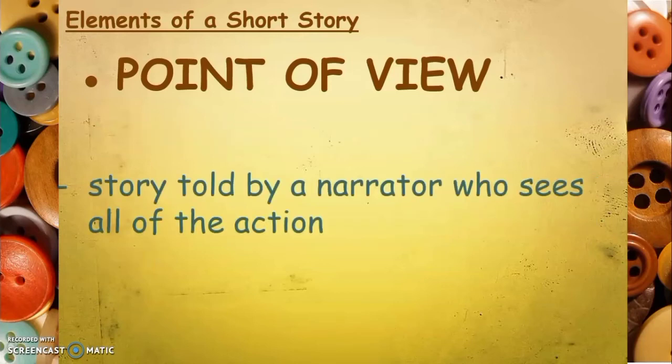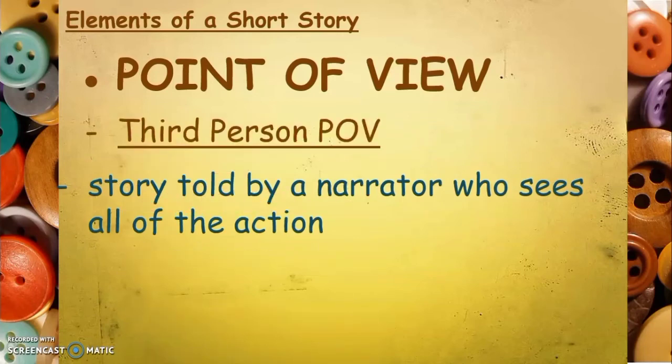But what if the story is told by the narrator who sees all the actions? We call this the third person point of view. The speaker uses the pronouns he, she, it, they, his, her, its, theirs. This person may be a character in the story. This person may be the main character in the story. And there are 2 types of third person point of view.